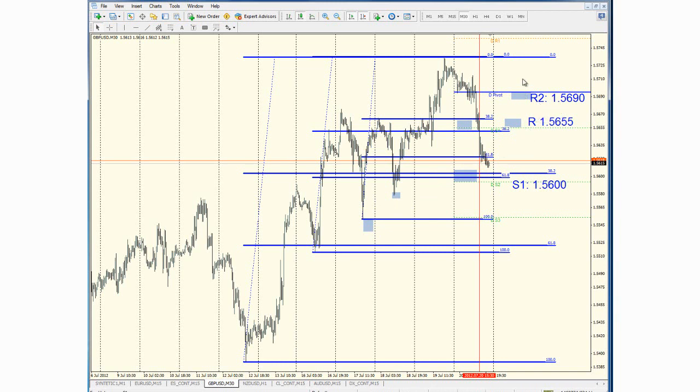Now these resistances are ones that I am anticipating. That means that when price gets there, I may have some selling opportunities. It all depends on the price action. So these again are just reference points. We'll see how the market goes once we get there. So that's pretty much where we are now.